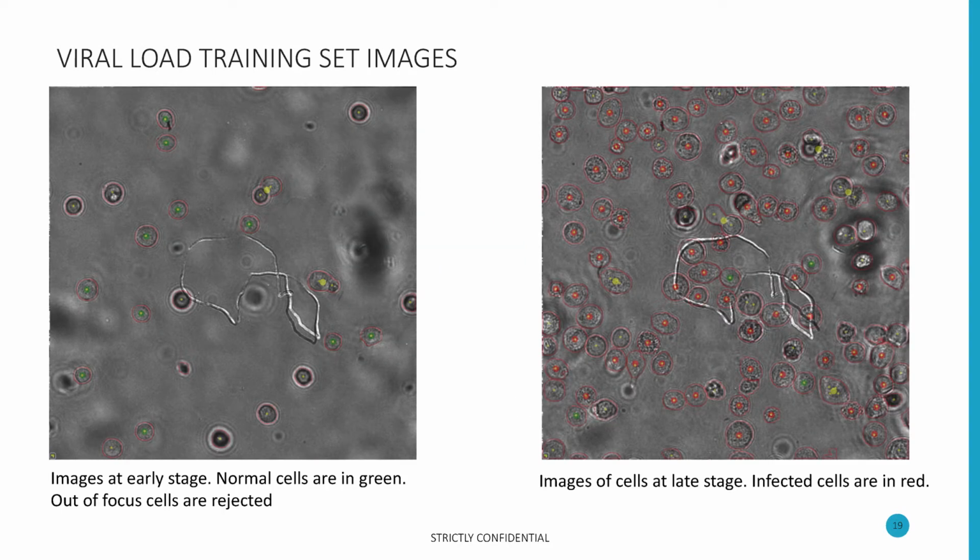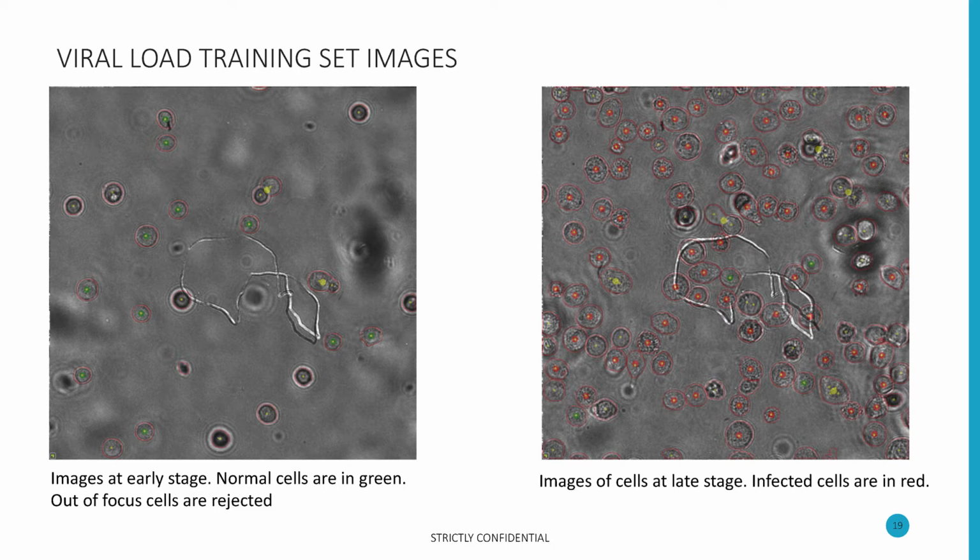So here you see screenshots of the viral load training set. So on the left, you see the images at the very early stage, where in this case, green indicates that the cells are not infected, and a red dot indicates that the cells are infected with a virus. You can clearly see this on the right image.